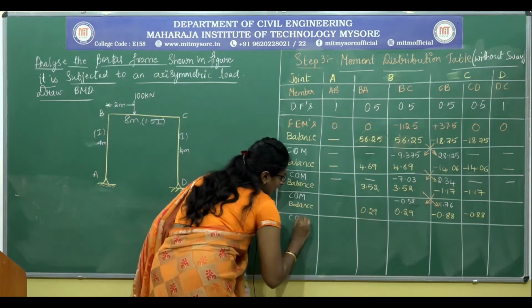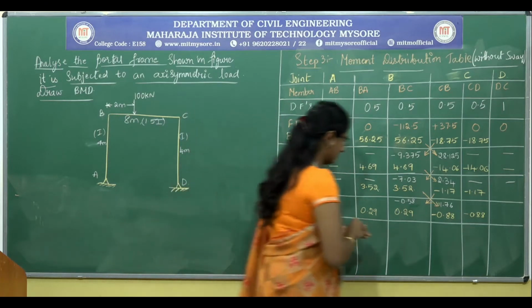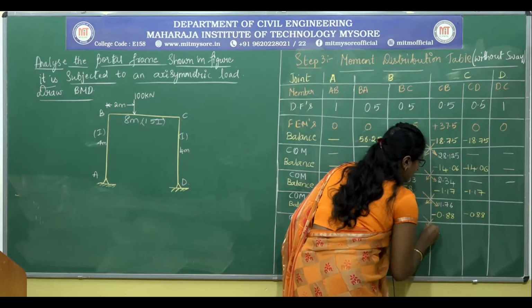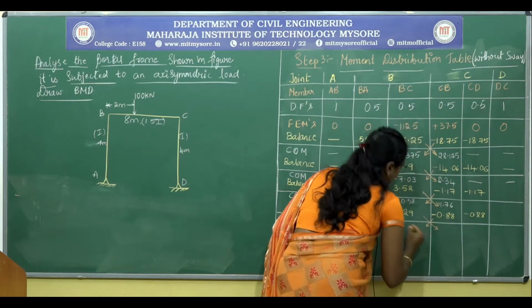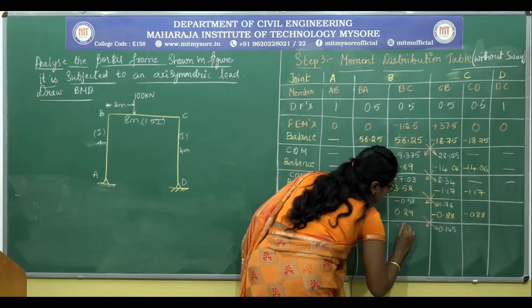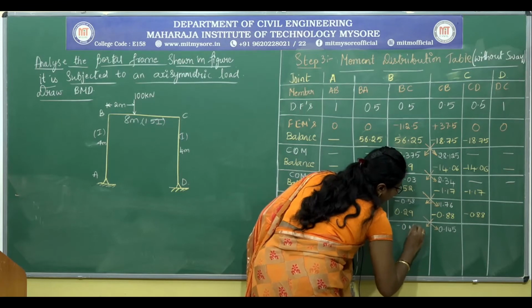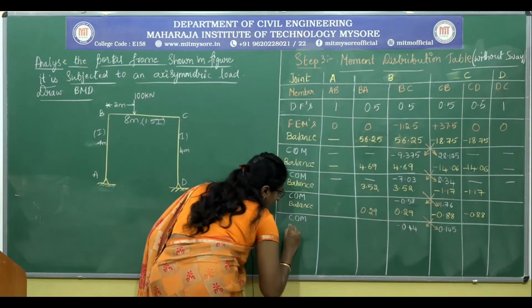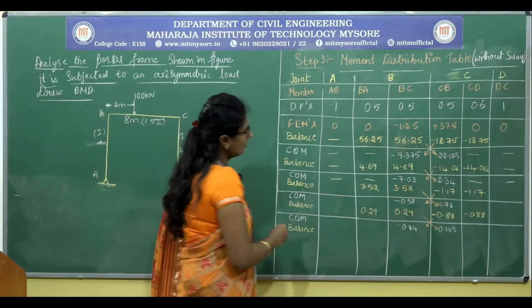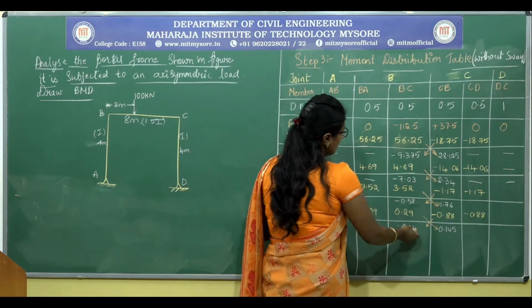Next, again carry over moment, half of 0.29 and half of 0.88, which is 0.145, and half of 0.88 is minus 0.44. Then balancing step, minus 0.44 is the unbalanced moment.